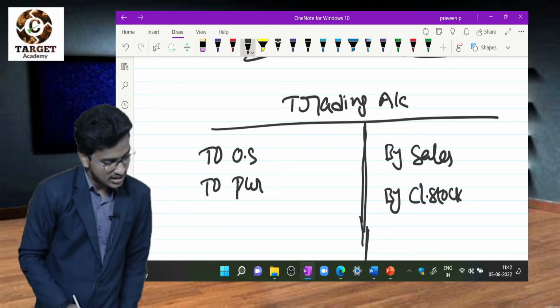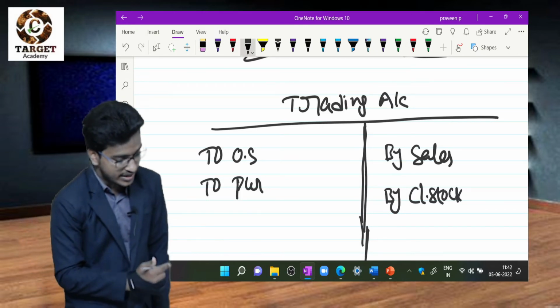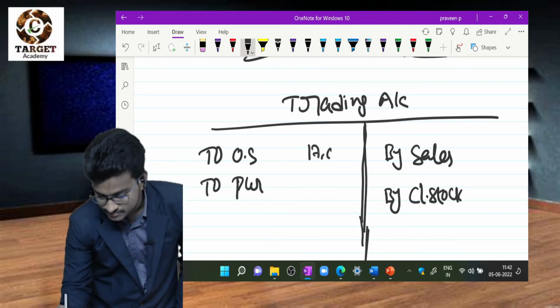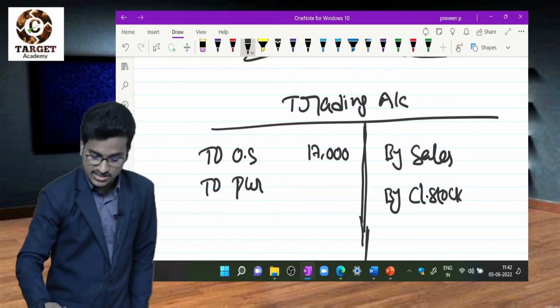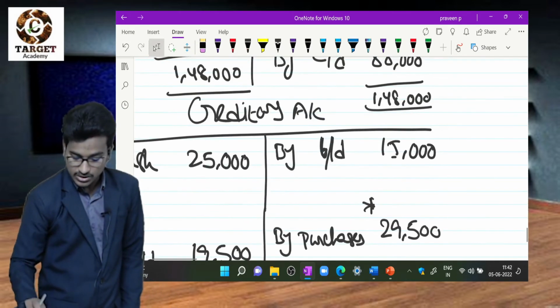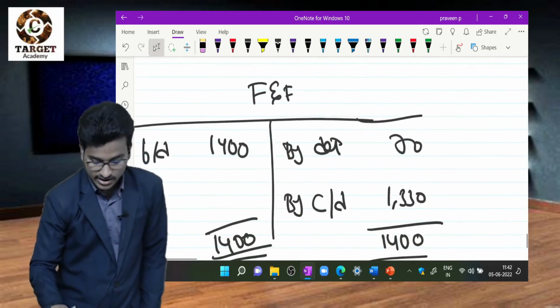How much is the opening stock? It's given in the question. Opening balances are there. So opening stock is 17,000. Purchases, we just found out from the creditors account. How much? Open the creditors account: 29,500. Superb.